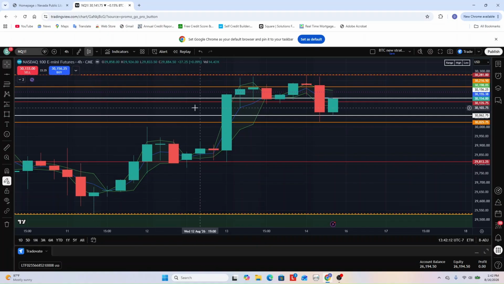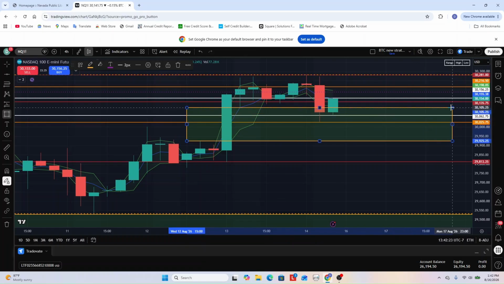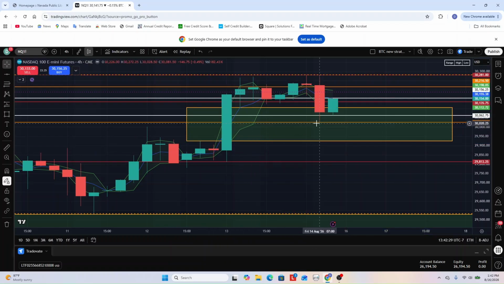We have a major, this is a pretty big fair value gap, and I'm just going to highlight it for the video sake, but this is a bullish fair value gap, and as you see, it came right down to where this line is at and bounced back up.